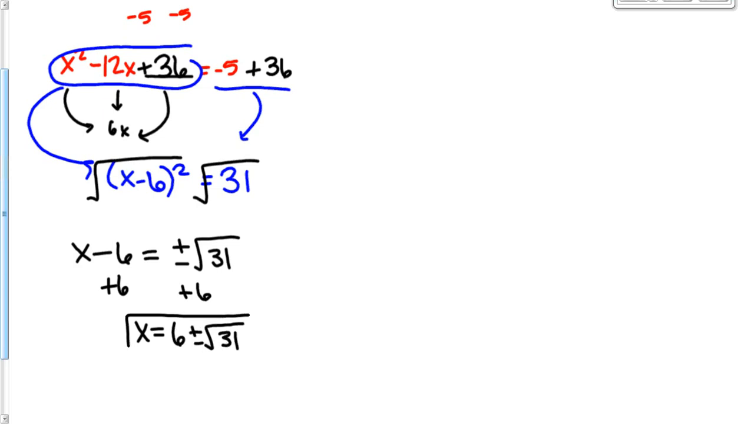And even though I'm only boxing in one thing, it looks like I have one answer. The plus or minus there actually implies that this is two answers. It's both 6 plus square root of 31 and 6 minus square root of 31. Okay? So let's try the next one.